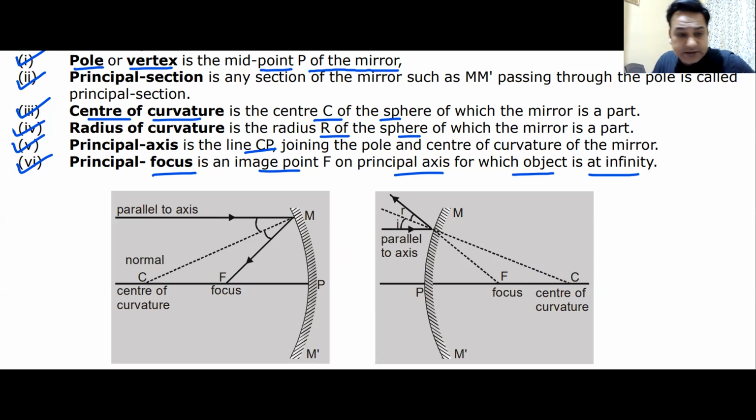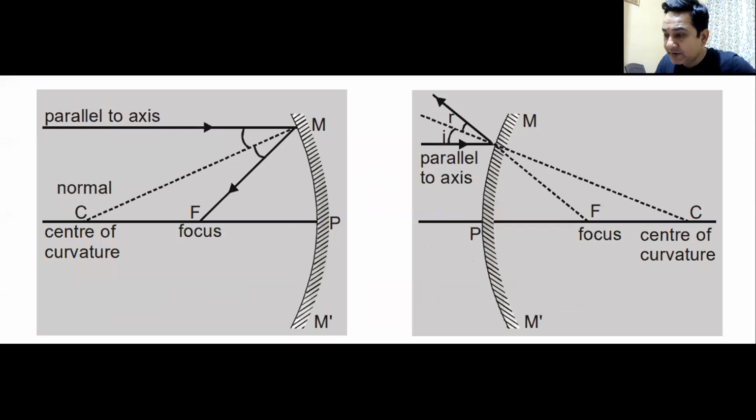Just for your convenience, I will make the size of the diagram larger so that you would be able to draw them, and you would be seeing them on your big screen, which is coming to you right now. These are the two diagrams that we are concerned with. The left hand side diagram is for the concave mirror, whereas the right hand side is the convex mirror. I'll give you a minute to do this.